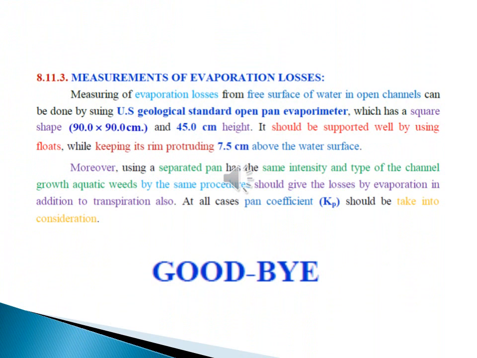Measurements of evaporation losses. Measuring of evaporation losses from free surface water in open channels can be done by using the US Geological standard open pan evaporator, which has a square shape of 90 by 90 cm and 45 cm high. Moreover, using a separate pan with the same intensity and type of weeds as the channel's gross aquatic width, with the same procedure, should give the losses by evaporation in addition to transpiration also.